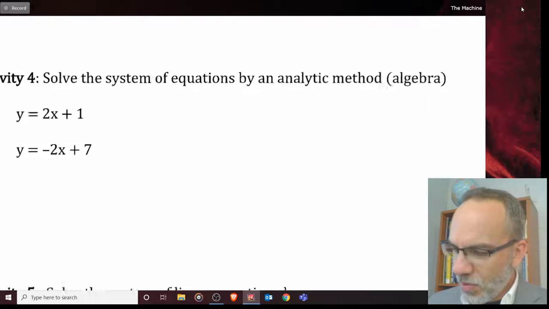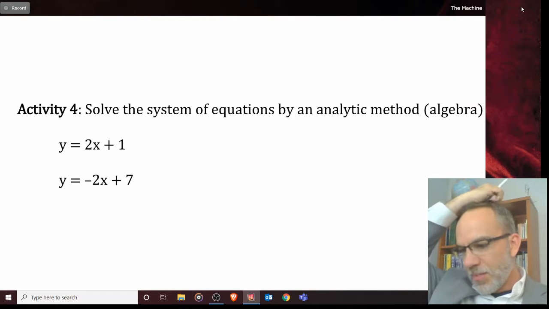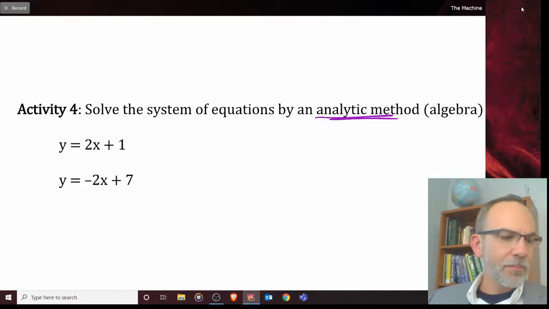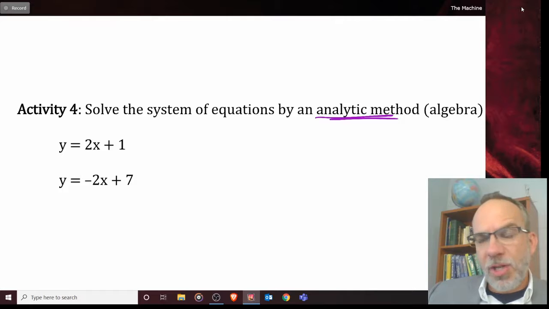All right, so let's see here. Activity number 4, solve the system of equations by an analytic method. That would mean the algebra method. Well, again, what is the solution to a system? It's the x and y values that solve both equations at the same time. Now, you can guess and check and maybe come up with an answer that might work, but that's not very mathematical. If you're in an algebra class, it's not called a guess and check class. So we've got to figure out a way to do things that are a little more logical.